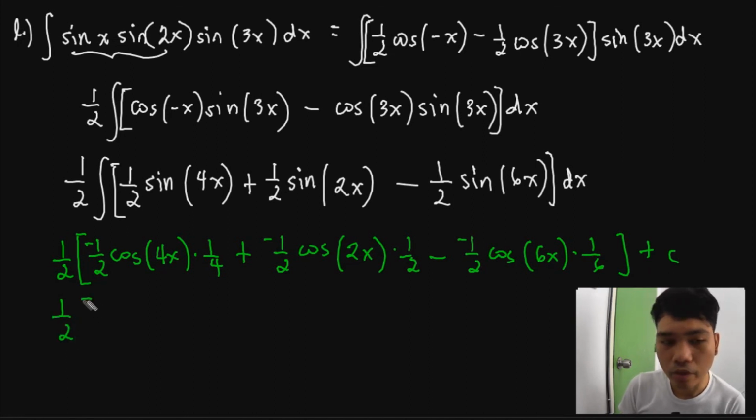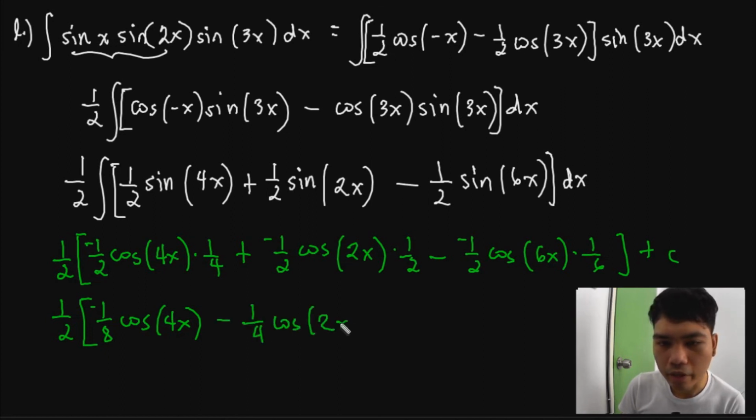simplify this, so 1/2 and then 1/4 times 1/2 to be 1/8, so then negative 1/8 cosine of 4x. And then this one is minus 1/4 cosine of 2x. And then lastly, what we have here is, medyo naduduling ako sa kulay. So, positive 1/12 cosine of 6x and then plus c.